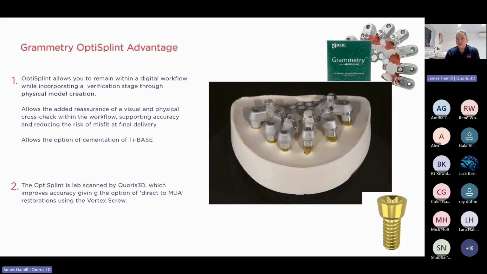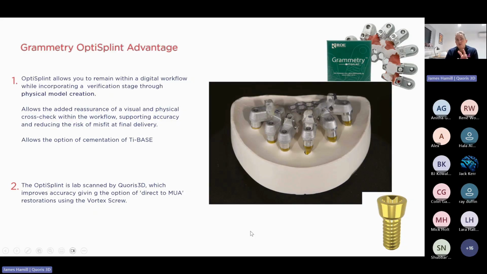Now, what does that mean? That means that you can create the zirconia with no metal interface. So potentially you don't need a passive tie base or any other type of tie base as an interim. You can actually go straight, and we use what's called the vortex screw.